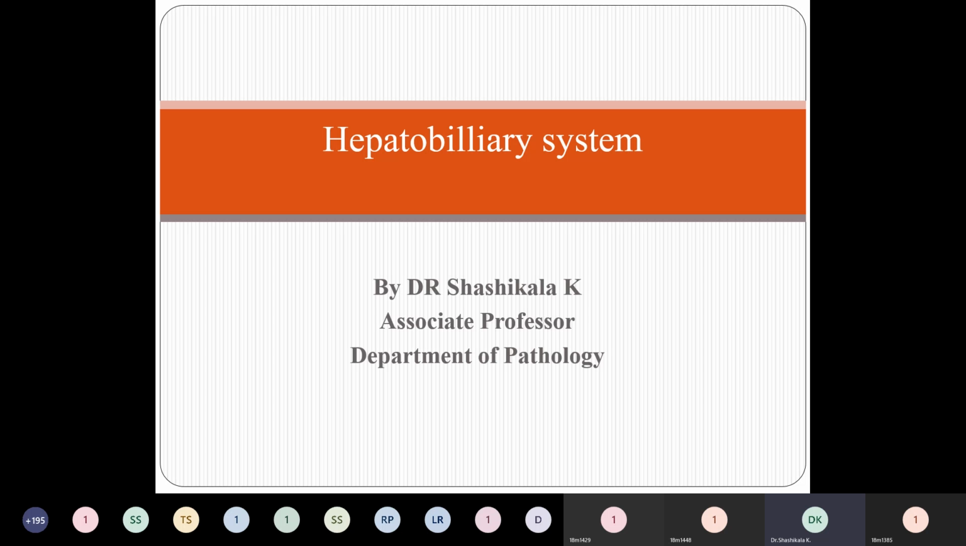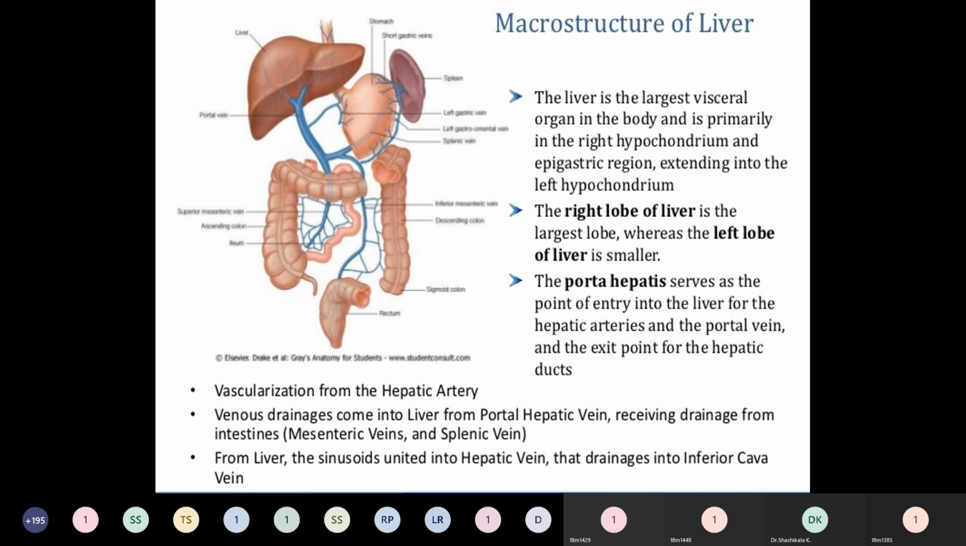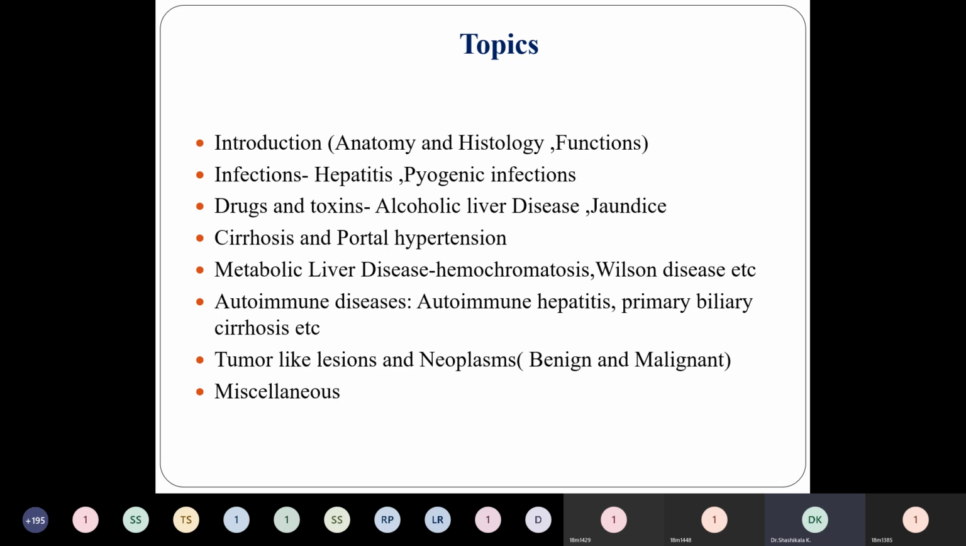Good morning, everyone. Today I'll be discussing a systemic pathology topic, that is the hepatobiliary system. So we have to know the topics which I'm going to discuss. First will be the introduction related to the anatomy, histology, and the functions.